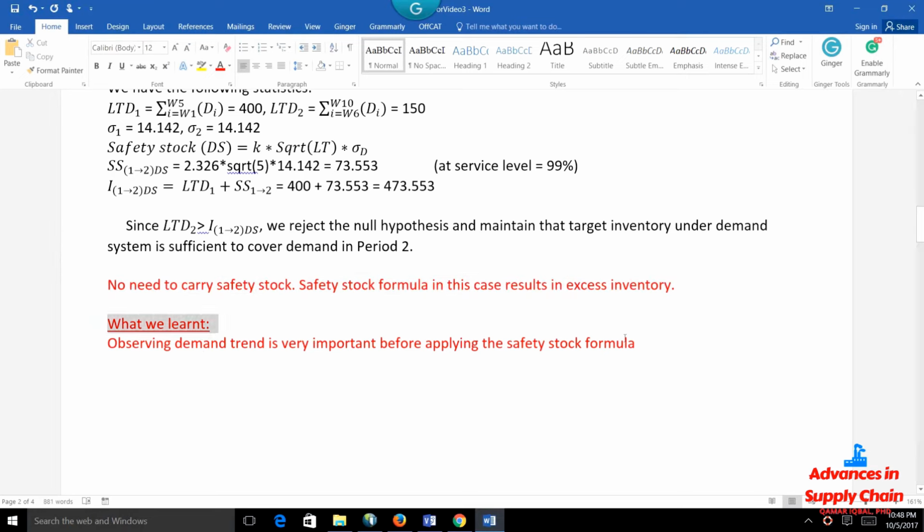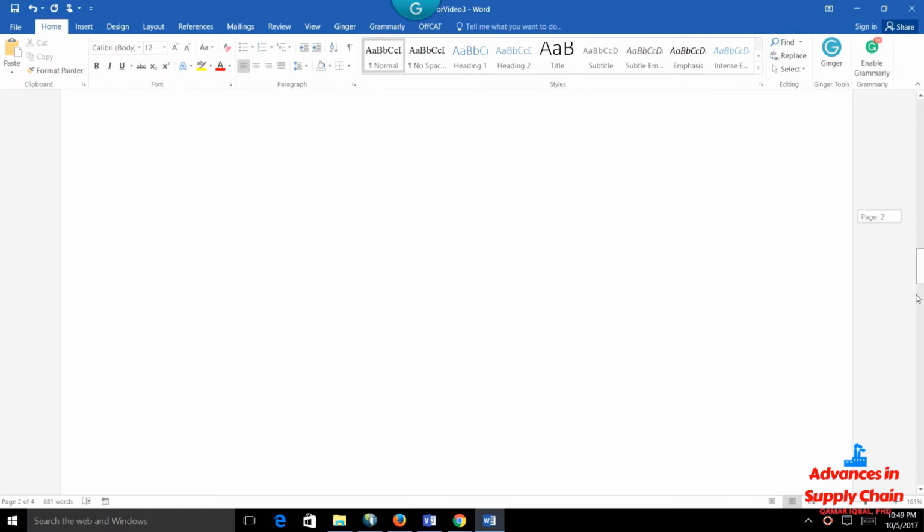So what we learned from overall exercise 1 and exercise 2, and also from case 3 and case 4, is that when the demand has an uptrend or a downtrend, we need to be very careful when we use the safety stock formula. When the demand has an uptrend, it may not give you enough safety stock to support the demand for the next period. And when the demand has a downtrend, it might result in excess inventory, which we have seen. Okay, so that's the finding.